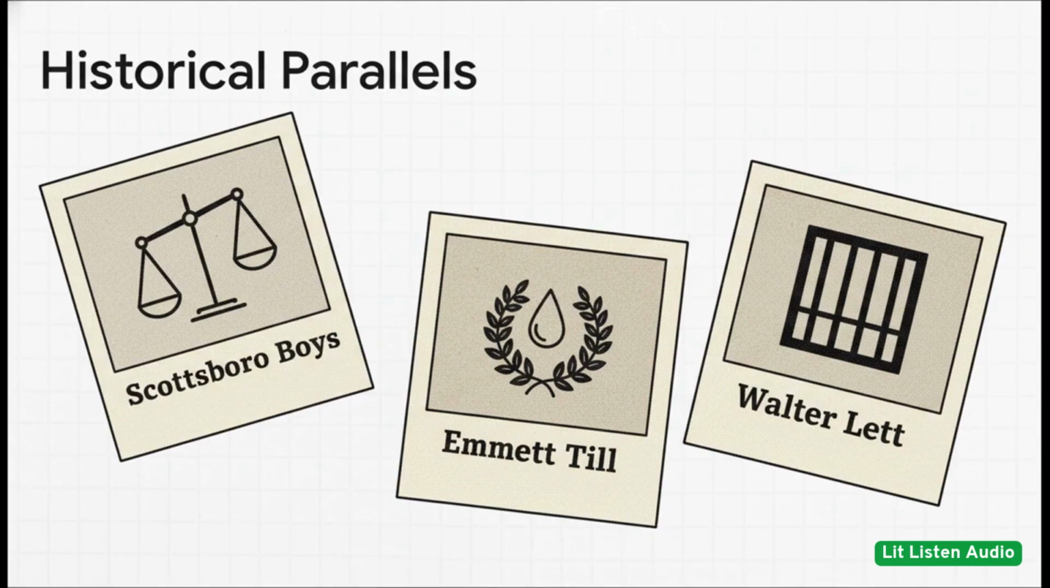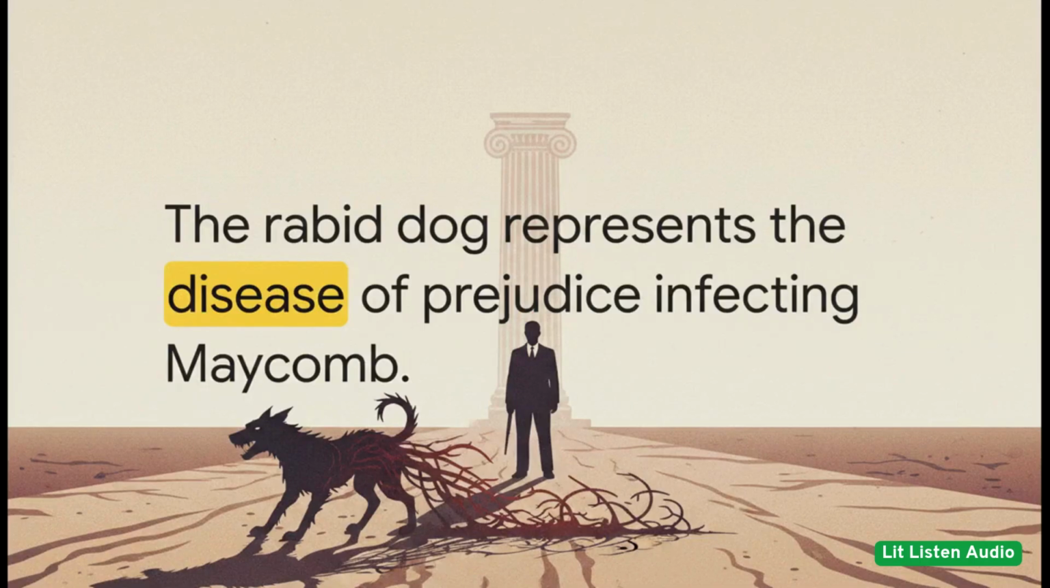And even locally, in Harper Lee's own hometown of Monroeville, there was the 1936 Walter Lett case. A black man was convicted of raping a white woman despite grave doubts, and he ultimately died in prison. These historical parallels are absolutely crucial because they underscore the deadly, real-world reality of the Southern caste system Lee is critiquing.